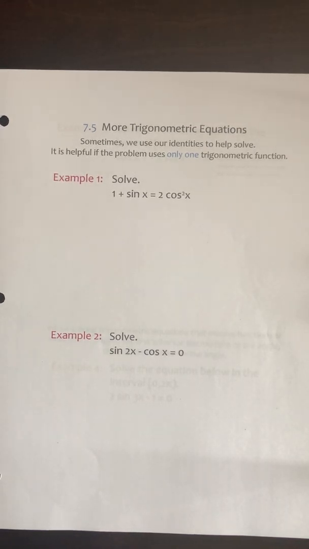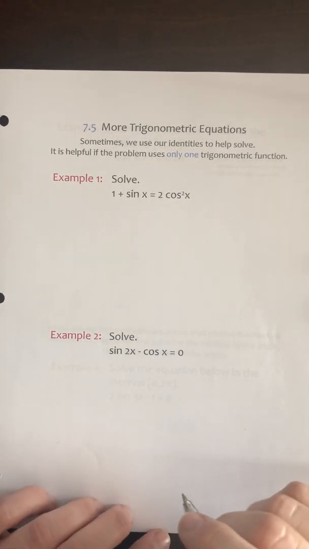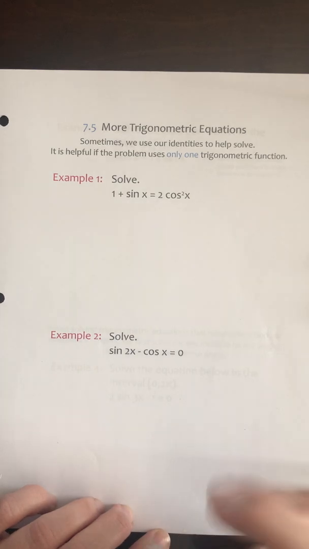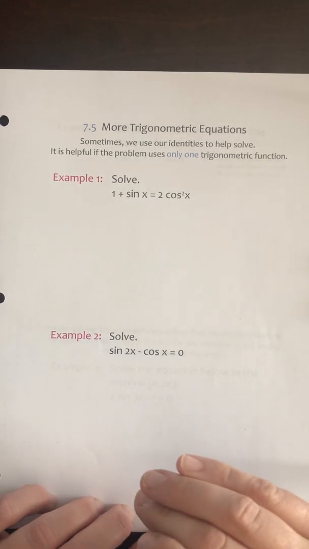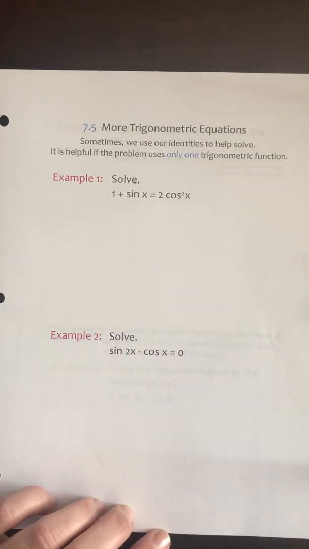Hey Pre-Cal, today we're going to work on solving more trigonometric equations. If you look at this first one, you'll notice it has both sine and cosine. If I were to try to get everything on one side, which I'm probably going to do, it still might be tricky because again I have a sine and cosine, but I don't have a GCF.